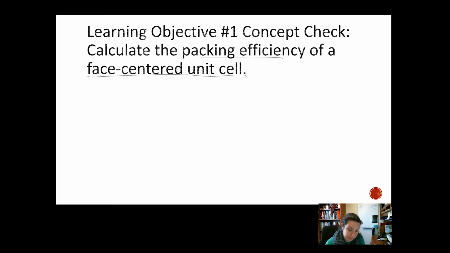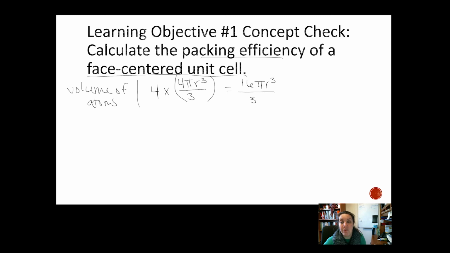So first thing we want to do is figure out the volume of our atoms. So how many atoms do we have in a face-centered unit cell? The answer is 4. We have 3 on the faces, 1 on the corner, giving us a total of 4 atoms. And we're going to multiply this by 4 pi r cubed divided by 3, our volume of a sphere. Multiply this out, we get 16 pi r cubed divided by 3. Again, we're going to have r cubed within the actual unit cell volume, so they'll cancel out.